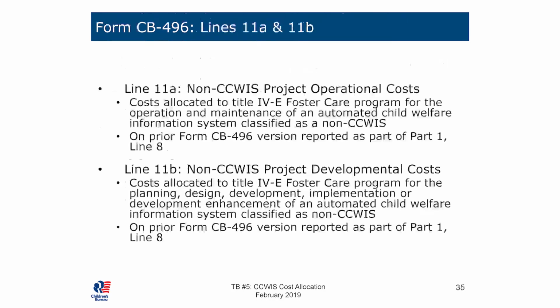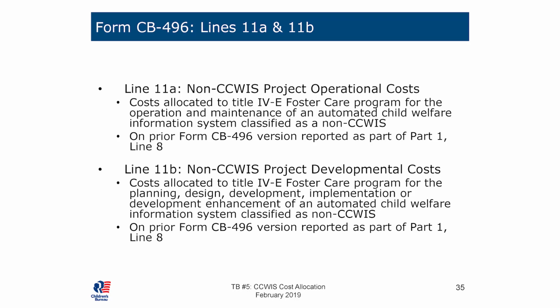Next slide, please. Okay, what we have here is lines 11A and 11B. And as I indicated before, line 11A and 11B address costs for non-CCWIS projects. So this is not a CCWIS project where you have some costs that are not qualifying for CCWIS cost allocation. This is an entire project that has not been designated by the Children's Bureau and ACF as being a CCWIS project. So if that is the case, what we're requesting is that costs for operation of a non-CCWIS project be reported on line 11A, and costs for a non-CCWIS project that are developmental costs be reported on line 11B.